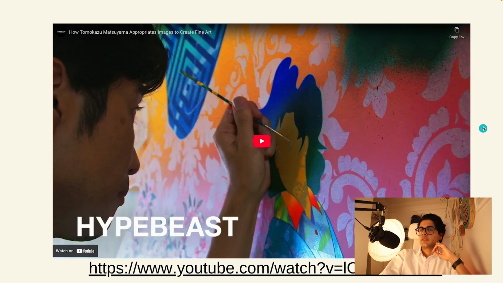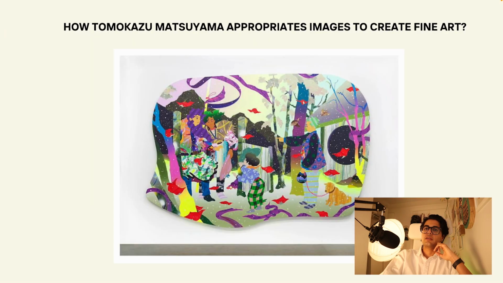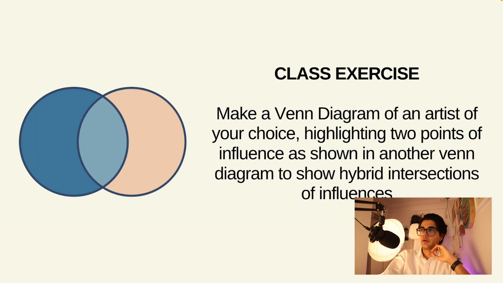All right, this is a great video by Tomokazu Matsuyama, and they talk about appropriation in art, how they create art based on the intersection of their different sensibilities. So this will also be part of a discussion board. Please do have a look. And the question is, after you watch this video, how does Tomokazu Matsuyama appropriate images to create fine art?